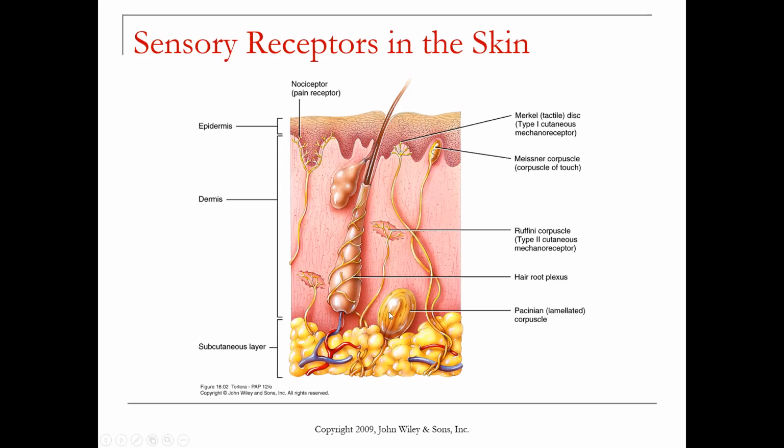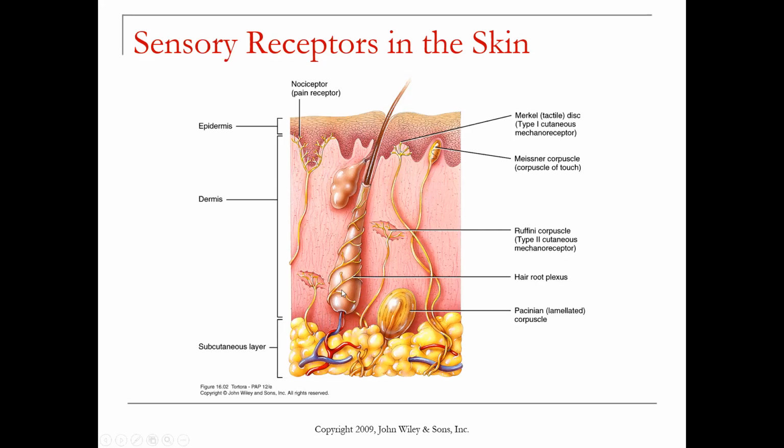Here is a Pacinian corpuscle down here. This is going to be for dealing with deep pressure. Here's another corpuscle here. This is called a Ruffini's corpuscle. This is a mechanoreceptor. There's a Merkel disc. I don't want to get carried away here. Free nerve ending over here, pain. Free nerve ending for touch.